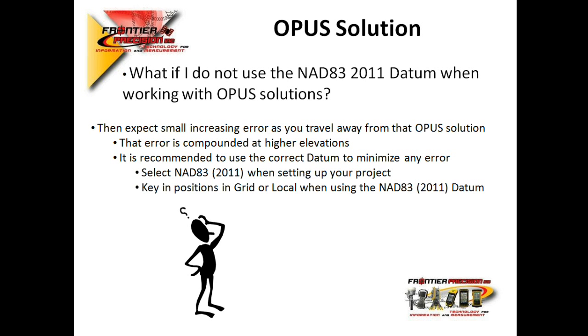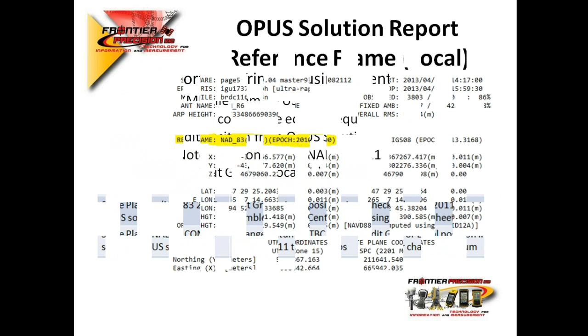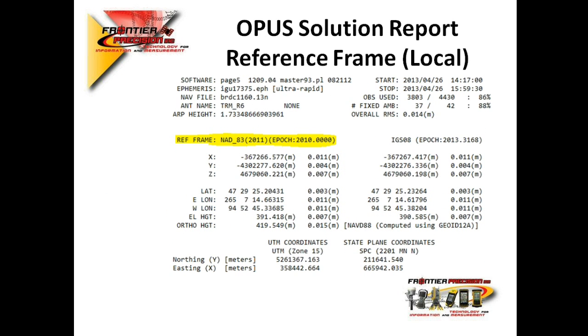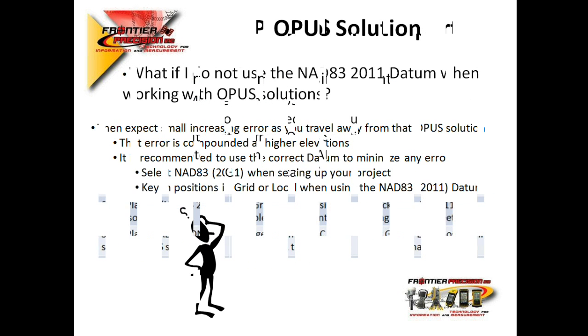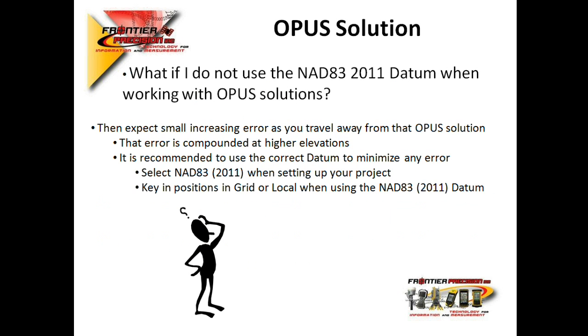So say from my OPUS solution, I'm traveling 5 miles away, you're going to get a small error because you have not chosen the correct datum and you've edited that position relative to the 2011 datum, because that's the solution you get back from NGS, right? We looked at that. That's what you're going to get back. Okay, so you will see some slight errors, and that error is definitely going to be compounded if you're working at higher elevations.